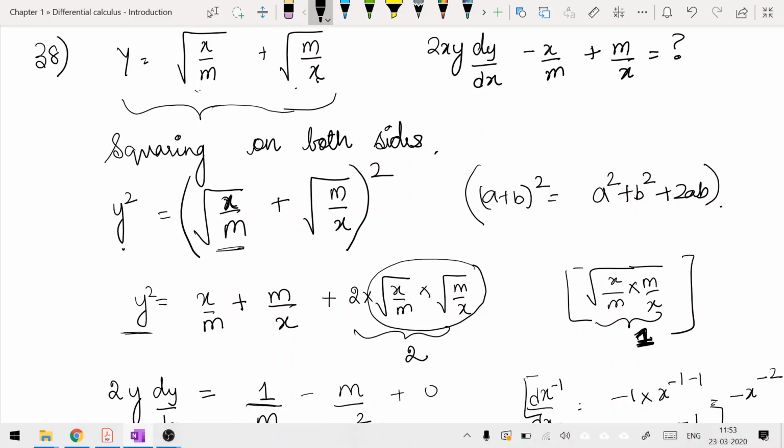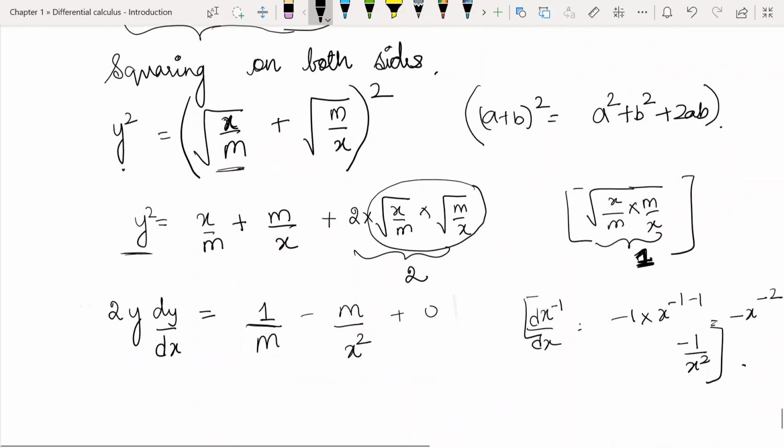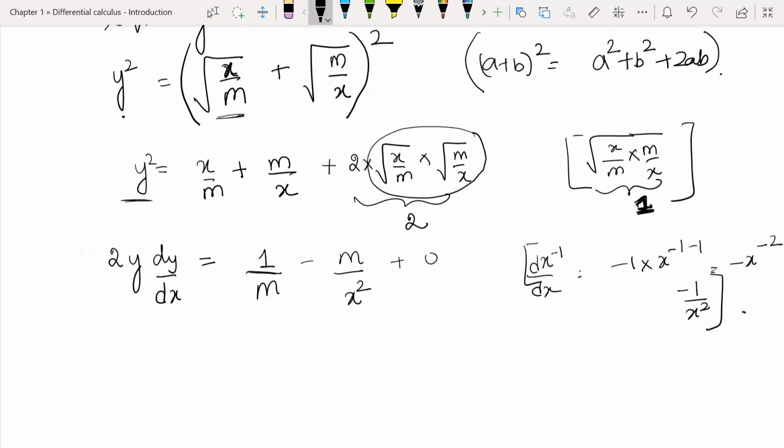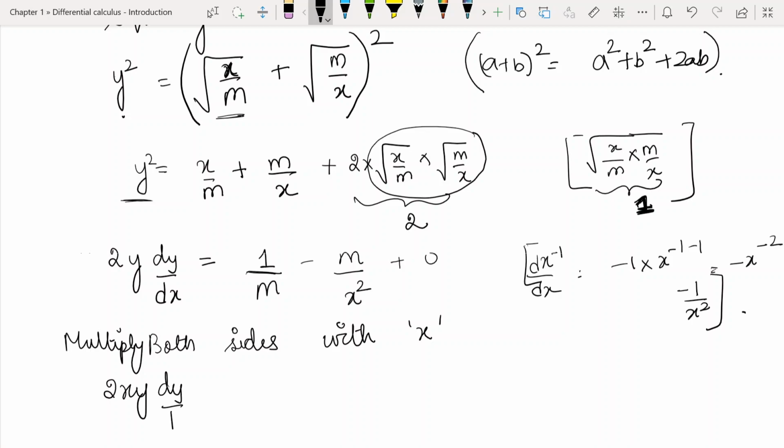Okay. So now this is what we need. We don't need 2y dy by dx. We need 2xy dy by dx. So let us write that down. We are multiplying both sides with x. When we multiply both sides with x, we get 2xy dy by dx. This is equal to x by m minus m by x. When I multiply this with x, this x and this gets cancelled, so we are left with only a x.